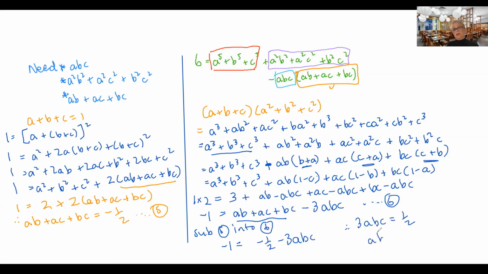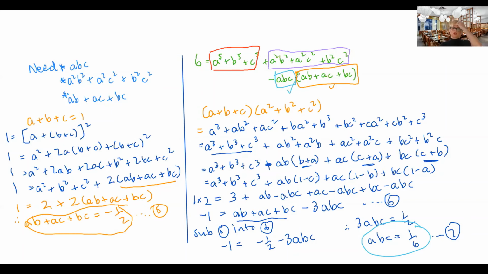So ABC is 1/6. Cool. All right, so we've now got 2 of the 3 bits of information that we needed. We've got that. We've got that. And all that we've got remaining to do is this in purple here, the A squared B squared plus A squared C squared plus B squared C squared. How are we going to do that?